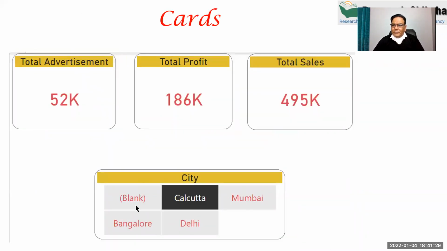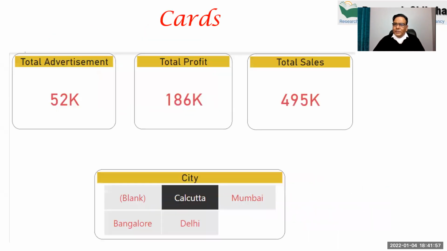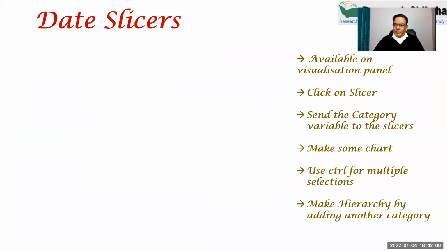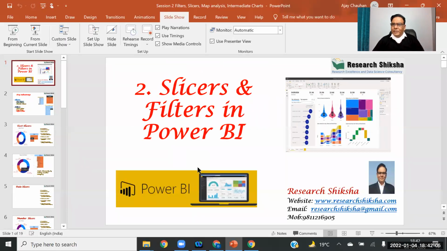Then we have some cards. Cards represent the total of any variable, like total advertisement, total profit, total sales, and you connect all the total values with special categories like cities, products, year, month, quarter. So we will also develop the cards today. We are going to learn all these things, and if time is left, then I will move to some other options. Now we are moving to Power BI because everything is practical.